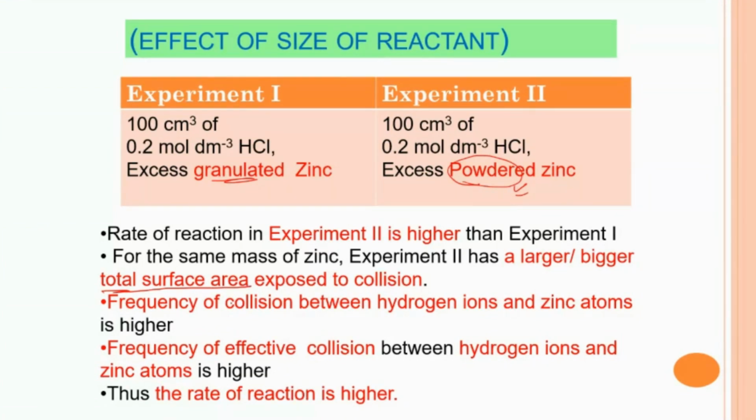Then frequency of collisions between the acid, acid always hydrogen ions, and zinc atoms. So you need to mention the atoms here, you need to mention the ions. Don't write particles. If you write particles, then this point gets no mark. Then after that, frequency of effective collisions. You see again the difference.